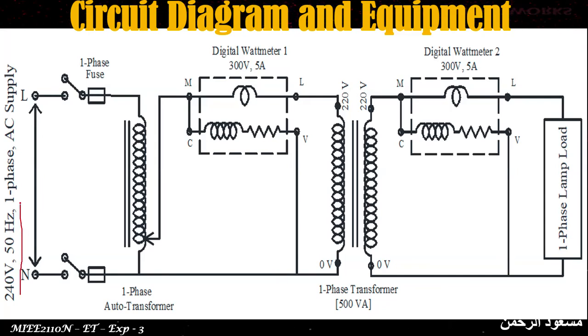A 240 volt, 50 hertz single phase AC supply is taken and applied to the single phase auto transformer. As this is the third exercise, you could have noticed that all three exercises so far use an auto transformer, maybe three phase or single phase, to get a variable voltage from the constant voltage AC supply, according to the required voltage. In today's exercise, we need 220 volt for the primary side of the single phase transformer.